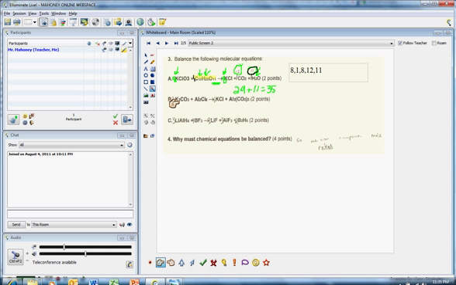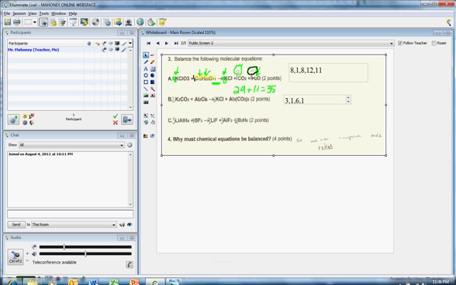I have 3 times 2 potassiums. That means I must have 6 potassiums. Now let's just double check our chlorines, and we do have 6 here, so that is completely balanced. So again, our numbers here should be 3, 1, 6, 1, going for the coefficients right in front.